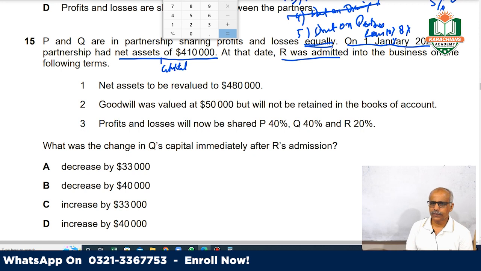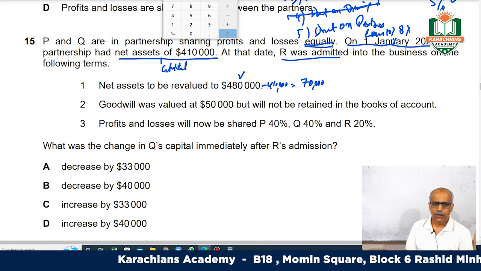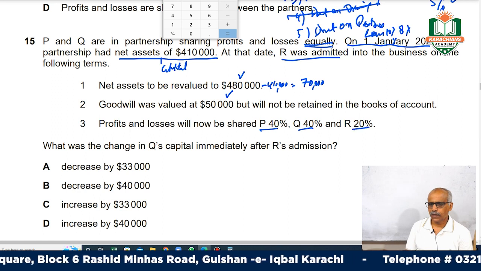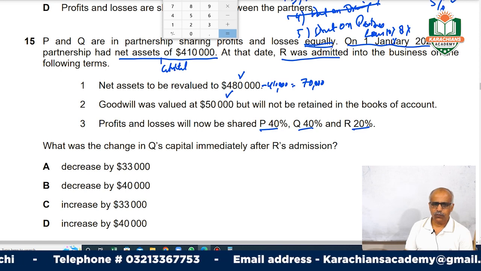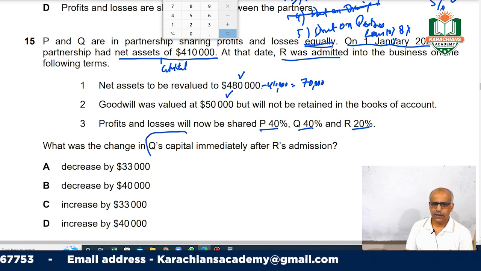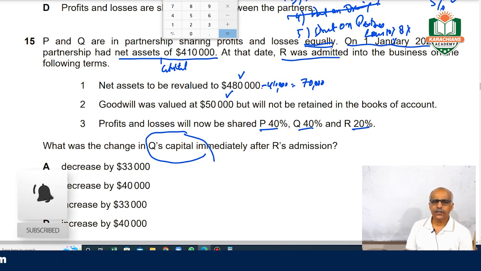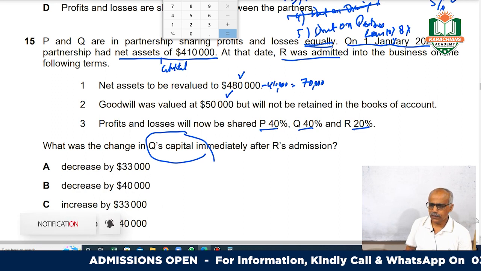Net assets to be revalued to 480,000, means it was 410,000, so they have increased value by 70,000. Goodwill was valued at 50,000. Profit and loss ratios were changed. Initially it was equal, now 40-40 and 20. So what is the requirement? What was the change in Q's capital? They are only asking, with the admission of this new partner, what change will take place in Q's capital. So this is very simple, we can calculate it.